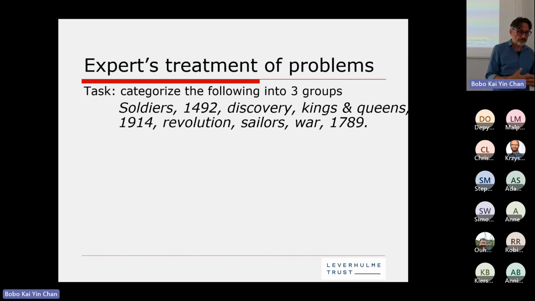If we have knowledge, then we are kind of expert in the area. All right, how do experts solve problems, how do they treat problems? Here is a task taken from some well-known studies in expert performance. How would you categorize those in 3 groups? Any ideas?